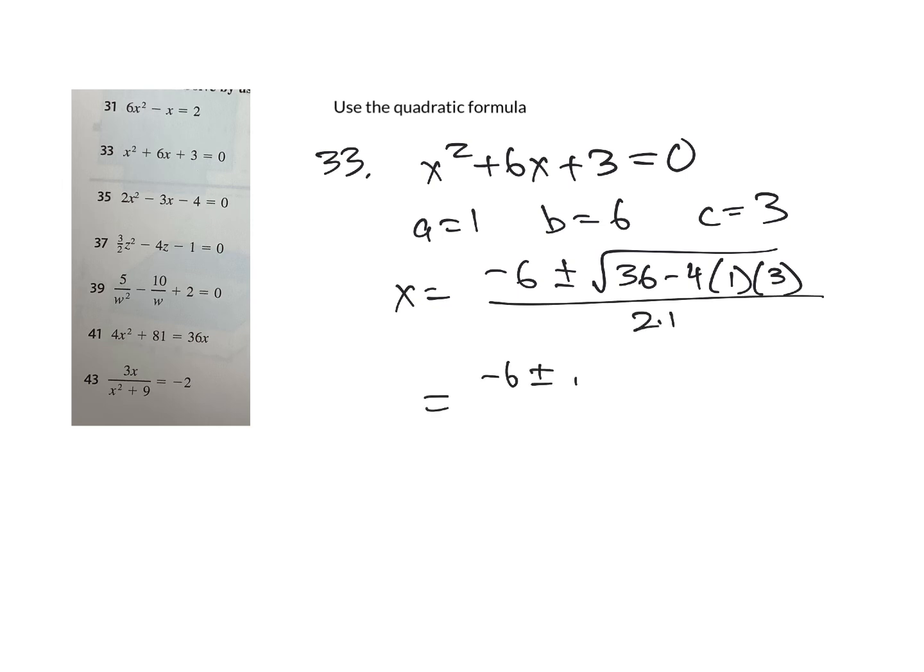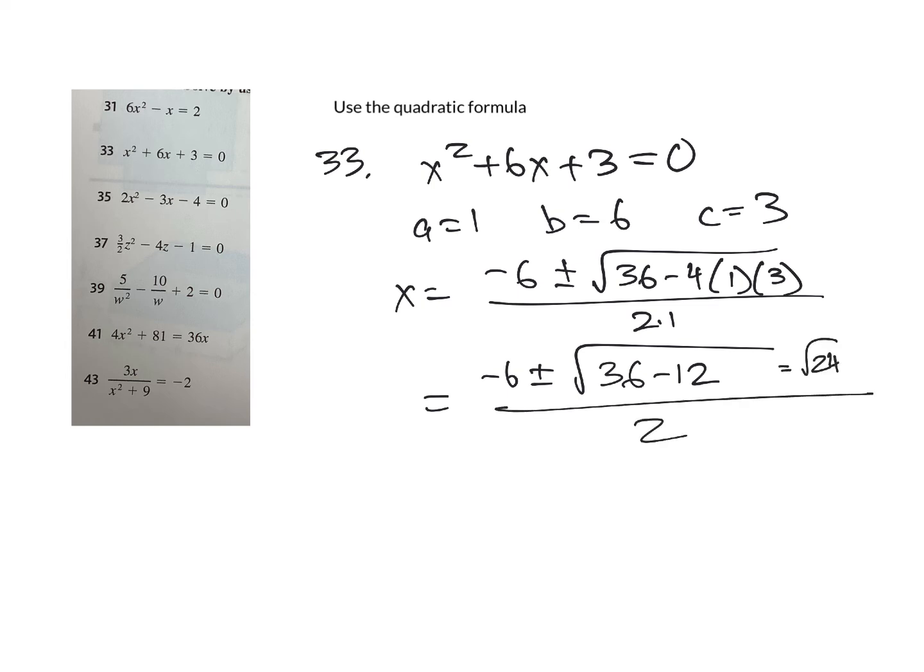Negative 6 plus or minus, what's under the radical? 4 times 1 times 3 is 12, so 36 minus 12, that's going to be the square root of 24, all over 2. So I'm just going to break down the 24, because we're not using our calculator here. That's going to be 4 and 6, 3 and 8, 2 and 12. Okay, so 4 and 6 are the right ones, because we can take the square root of 4 and get 2 square root of 6.